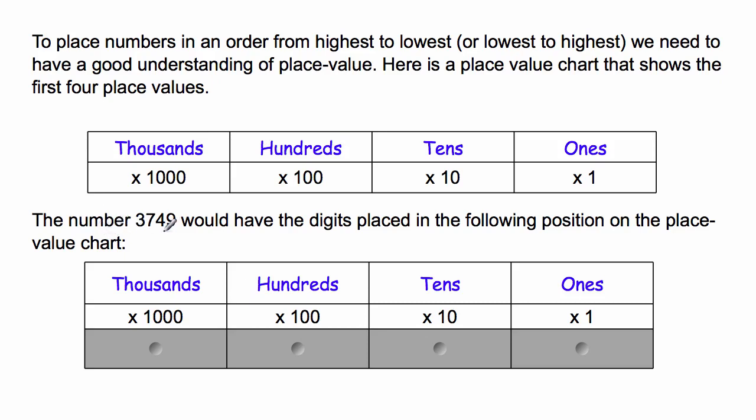If we have a number 3,749, we can place these digits in the correct place in the place value chart as follows. The 3 goes into the thousands column, 3 lots of 1,000 is 3,000. The 7 in the hundreds column, 7 lots of 100, 700. The 4 in the tens column, 4 lots of 10, so it's worth 40. And the 9 goes into the ones column, 9 lots of 1, so it's worth 9.